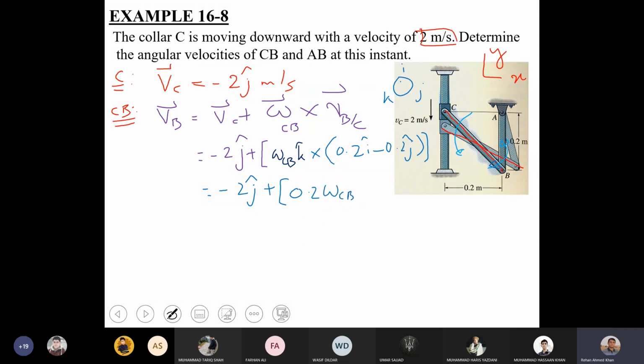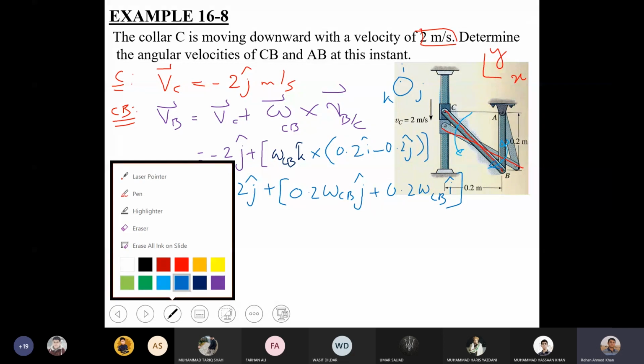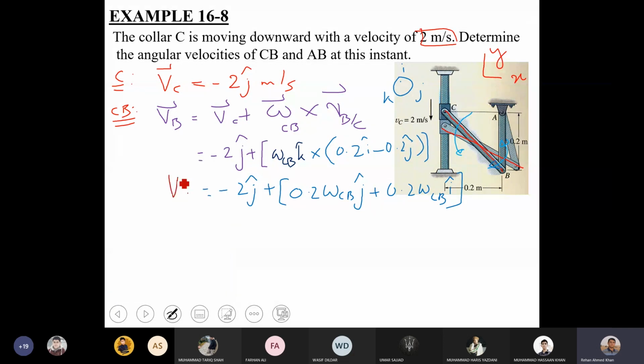What is K cross I? J, so it is going to be K. The second term is minus sign, since it is already present, minus 0.2 omega CB. What is K cross J? Negative I. Negative I, so negative negative becomes plus, and here we get the cross product, which is minus 2J plus 0.2 omega CBJ plus 0.2 omega CBI. So this would represent the velocity of point B, which is velocity B. Is this point clear?